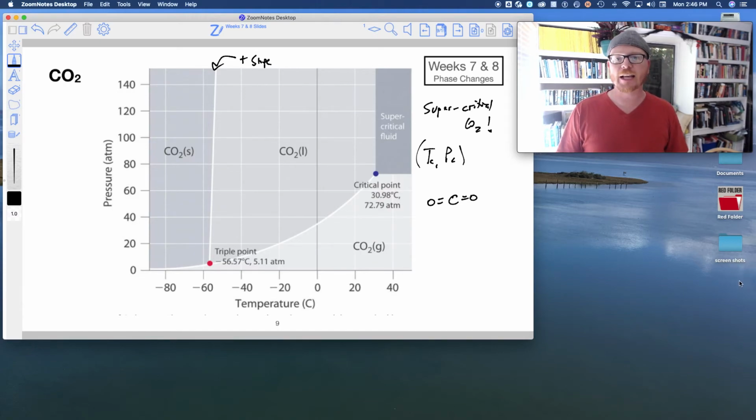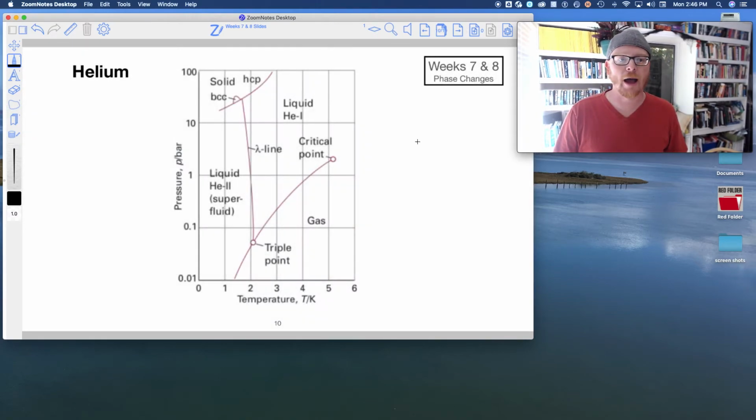Okay, so the next one I want to talk about, helium. This one is very cool, as it turns out. So you notice 2, 3, 4, 5, 6 Kelvin, cool. Here the triple point of helium occurs a shade above 2 Kelvin and at a pretty easy vacuum to achieve in the lab.